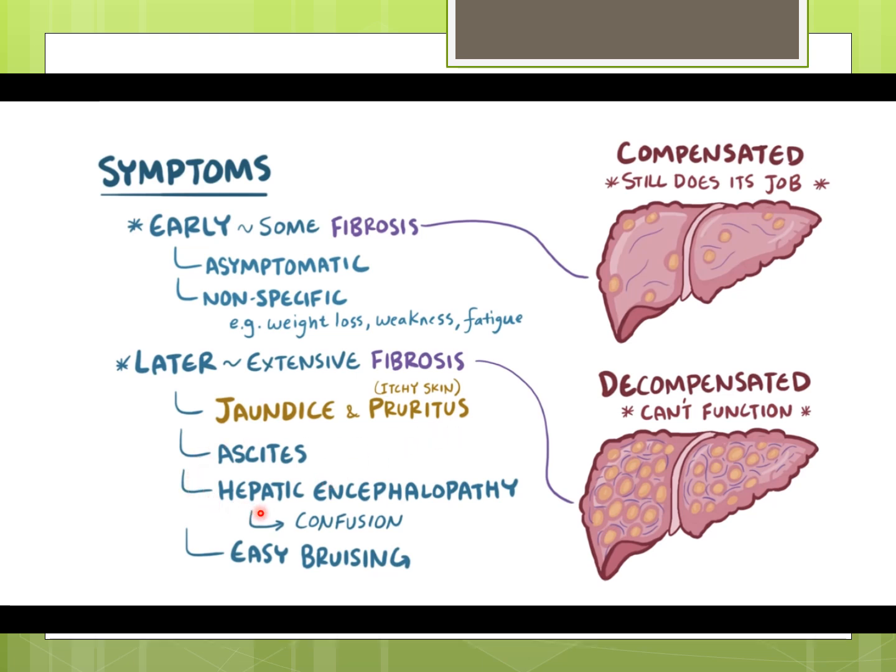Next is hepatic encephalopathy. Damage to the brain, the function of the brain is affected. The pathology of the brain due to liver disease is hepatic encephalopathy. In the beginning there will be confusion, but later on there will be coma. Easy bruising can occur because we know that the liver is also important in producing the clotting factors. So bleeding in the skin or the mucosa is called easy bruising. So these are the symptoms of cirrhosis.